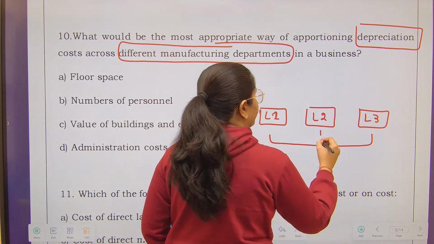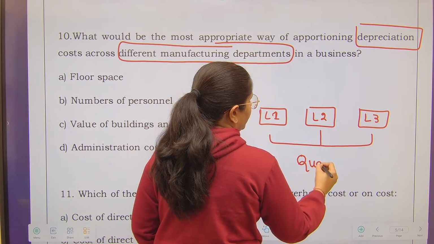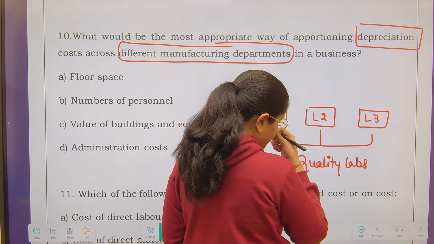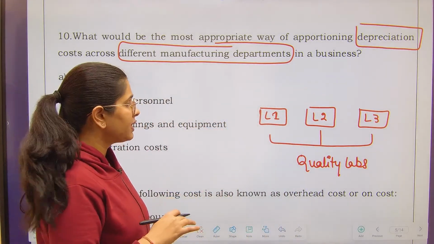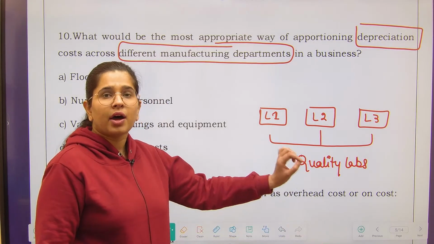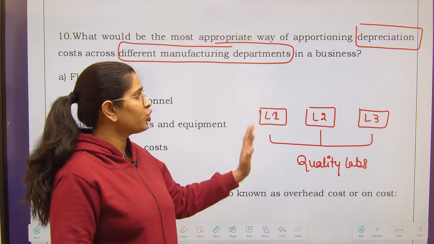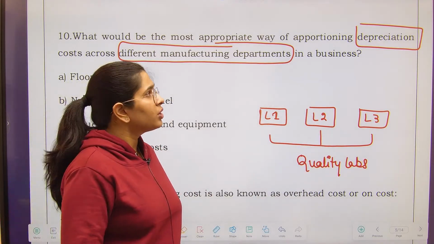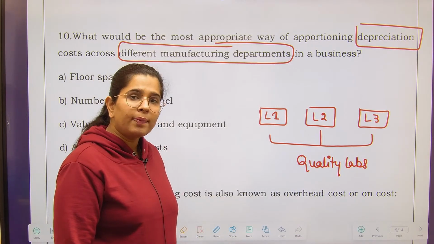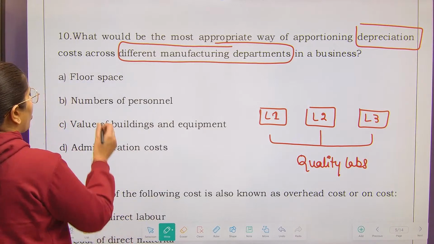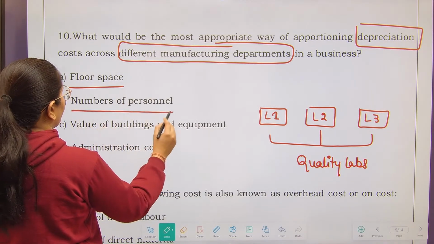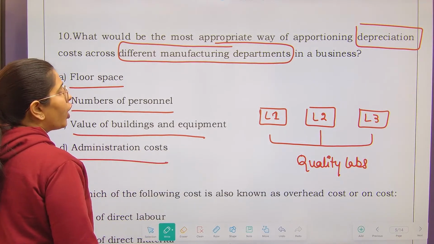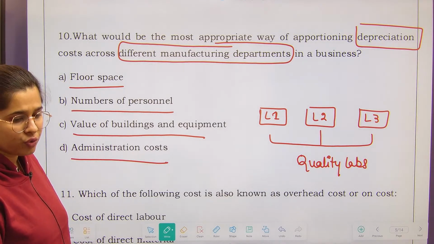Now there is a quality lab, under which whatever production is being done on these lines, quality testing happens. Now obviously there will be machinery in the quality lab. The depreciation of that particular machinery should be divided into these three products or these three manufacturing activities. So that's what the question is asking: on what basis can we divide it? On the basis of floor space, number of personnel, value of building and equipment, or administrative cost. What should be the correct thing to do here?